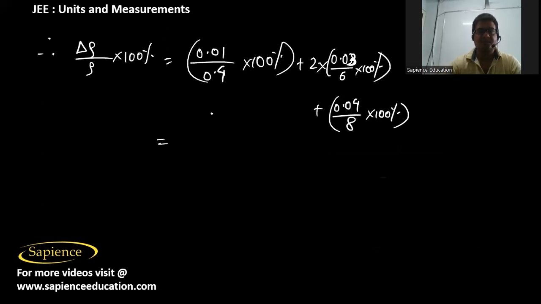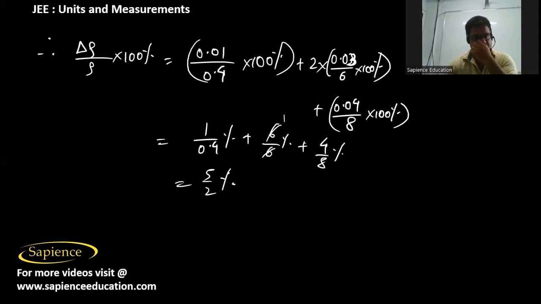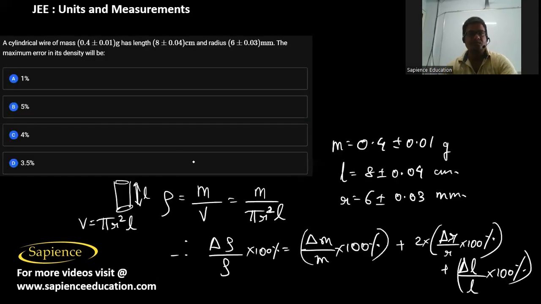So this will be 1 by 0.4%, plus this is 3, that is 6 by 6%, which is 1, plus this will be 4 by 8%, which is half. So this is 10 by 4, that is 5 by 2%, plus 1% plus half percent. This is 6 by 2, that is 3%. So this is 4%. So 4% is the maximum error in its density. So option C is the correct answer.